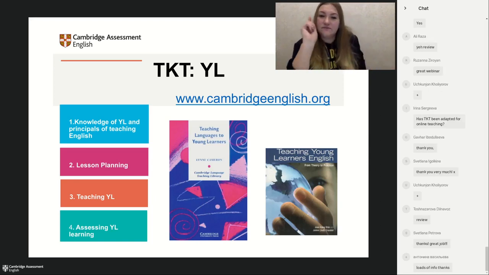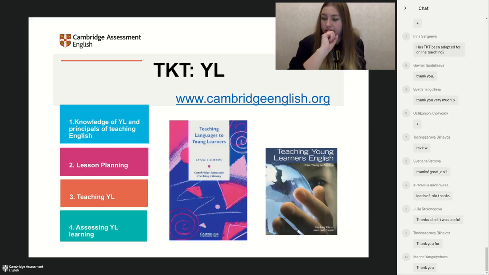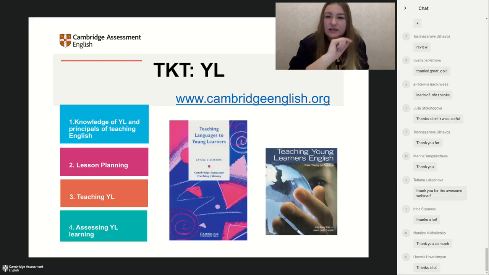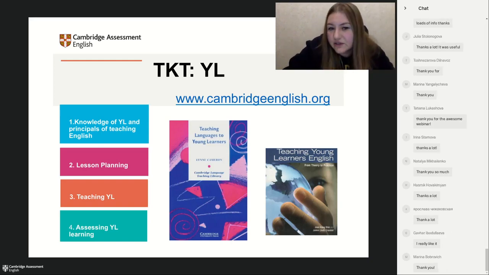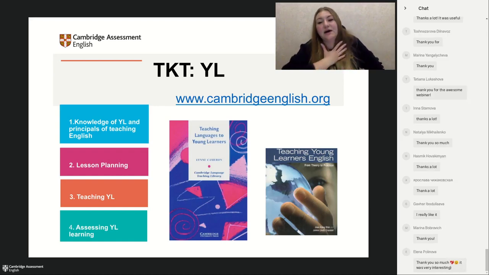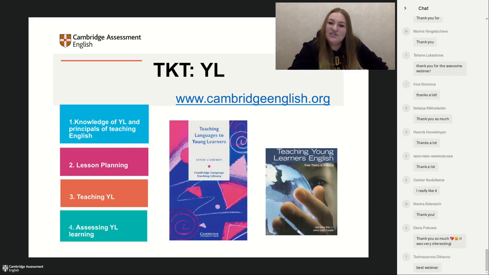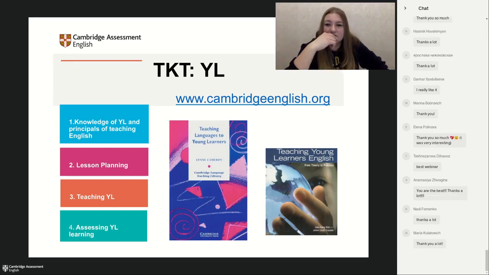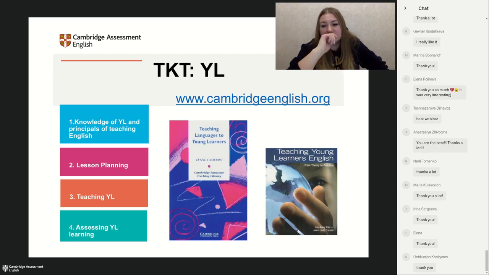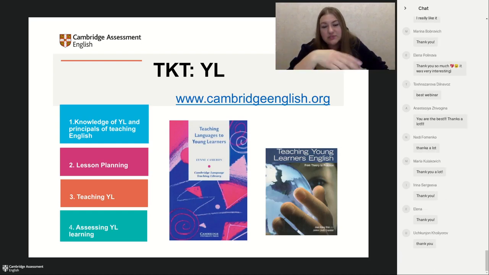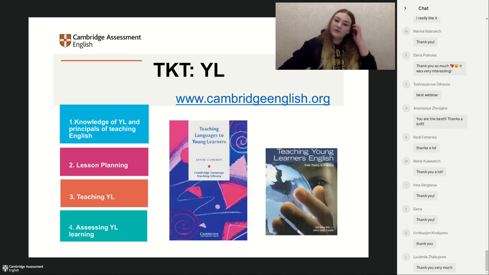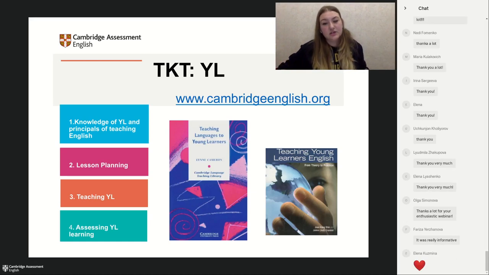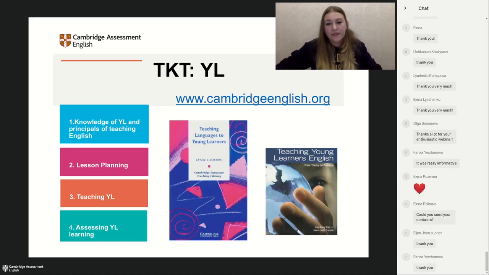Don't forget that there is a very nice website, cambridgeenglish.org, and there are 2 wonderful books that I love very much. The first one is by Cambridge, Teaching Language to Young Learners, and the second one is my wonderful one, Teaching Young Learners English. Unfortunately, it's not Cambridge, but you can also order and buy it. They will help you to prepare for the exam, but they also give lots of practical things for your real classes, not only theory, but lots of practice.